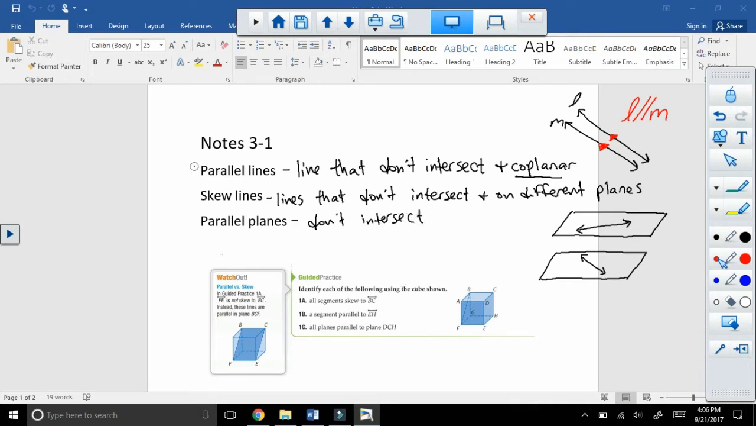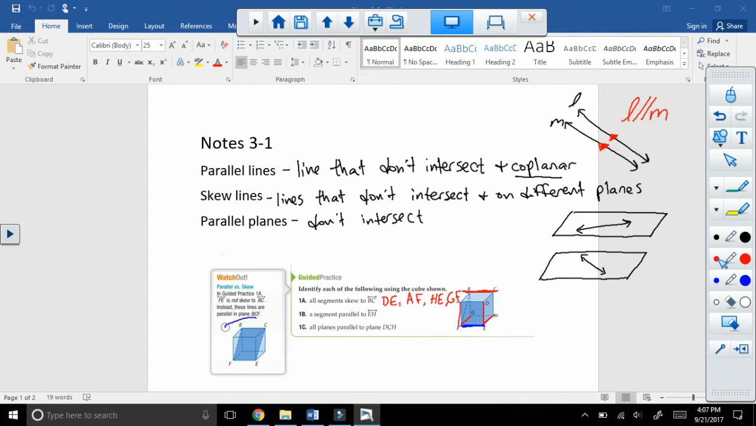So some of the questions are just going to get you looking at this vocabulary, and they'll have some sort of diagram here, and it will say things like, list all the segments that are skew to BC. So if I kind of trace over where BC is, everything that's skew will be on a different plane, and it won't intersect. So for example, like DE, AF, what else do we have here? HE. And the last one would be GF, are all skew.